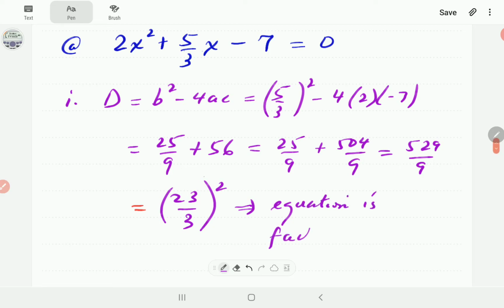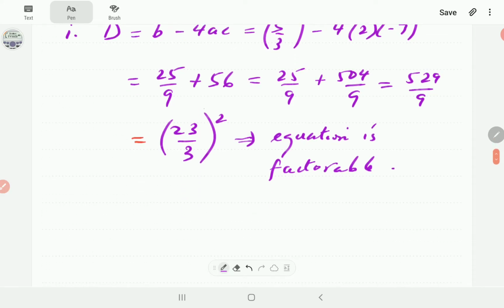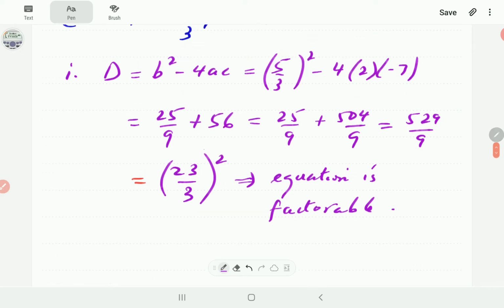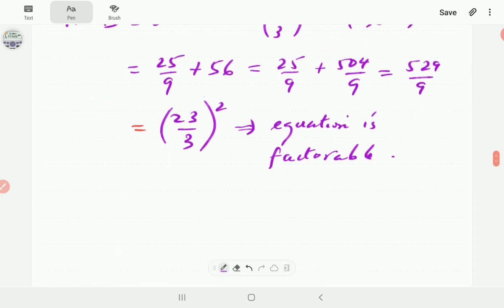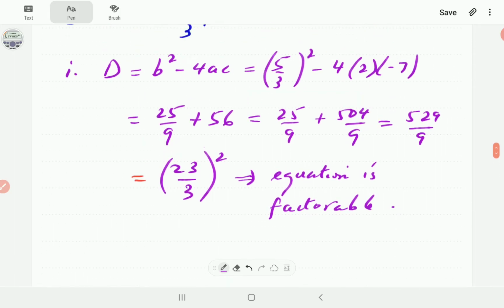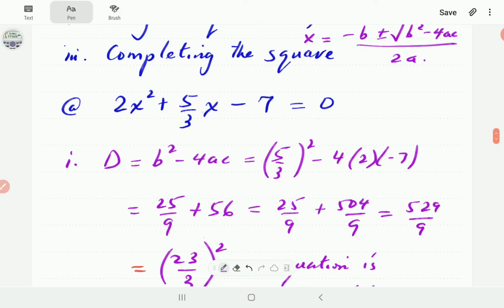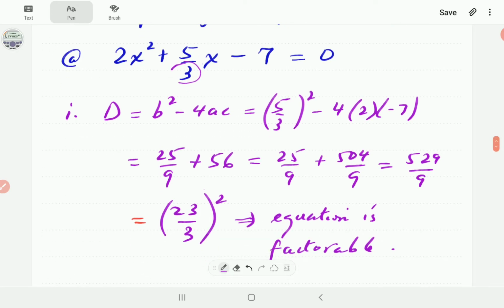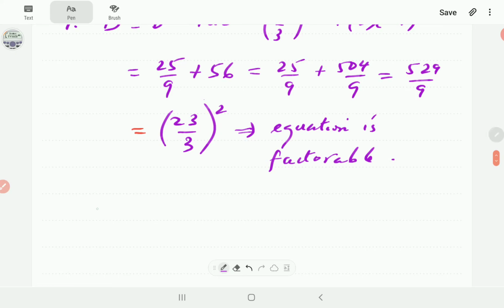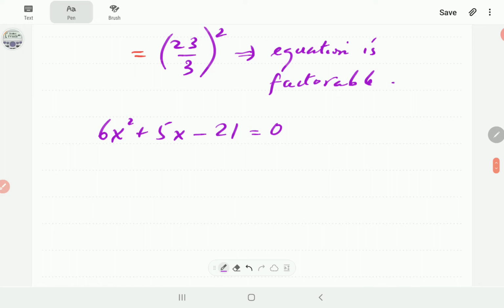Equation is factorable. So we don't start looking for numbers that we can't find, as would be the case where the equation is not factorable. The thing that is recommended at this point is to clear the fractions, so that's what we're going to do. So we're going to multiply everything by 3, and we're going to have 6x squared plus 5x minus 21 equal to 0.